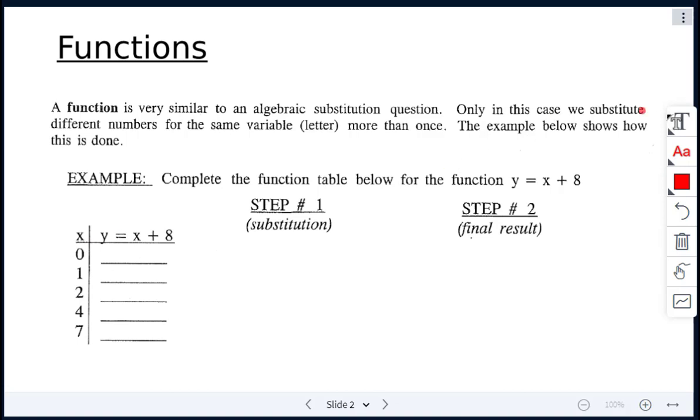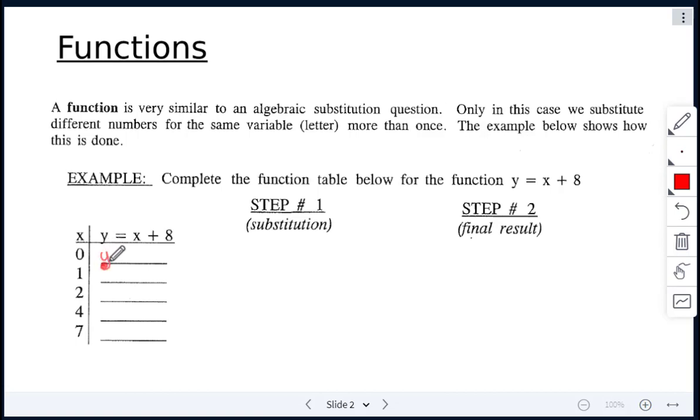All right, so let's take a look at our first example. So we're told that x are these values here, 0, 1, 2, 4, and 7. And our equation is y equals x plus 8. So all we got to do is substitute these values of x into the equation here for x. So that's our first step. It is just substitution. So I'm just going to do it here.